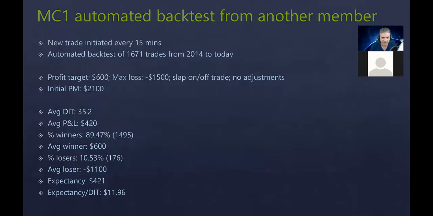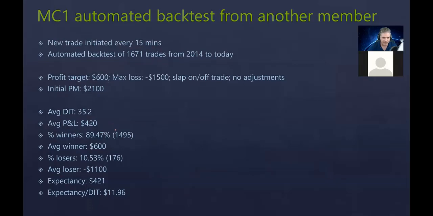Then we've got a whole bunch of really smart traders in our community, and one of them is a really good algorithmic backtester. He said, all right, that looks interesting, let me run my algorithms on it. So he ran an automated backtest, which was 1,671 trades. In other words, he's initiating a new trade every 15 minutes from 2014. Here we're looking at a profit target of 600 and max loss of 15. This is a pure slap on, slap off trade, no adjustments of any kind. You can see what the initial PM is, and here are the stats.